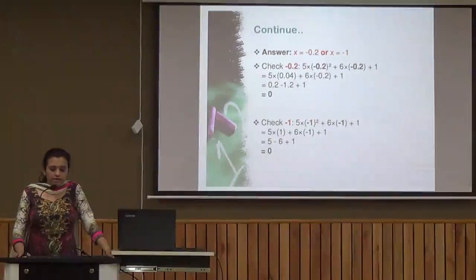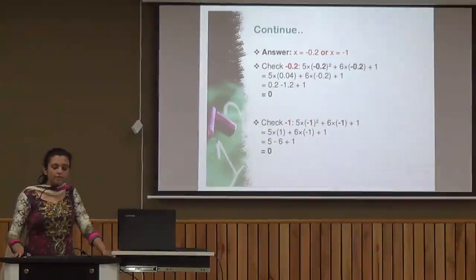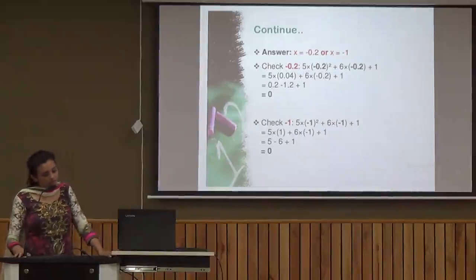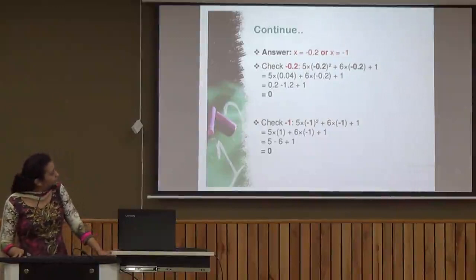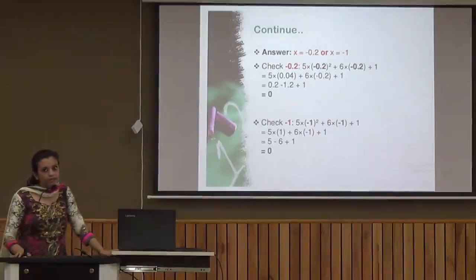See, the answer is x is equal to minus 0.2 or x equal to minus 1. Let us check whether these are true, whether the calculation is right. And for the check, what have we done? We've simply put in the values of x, first as minus 0.2, then as minus 1. And as you can see, this is simply verified and confirmed that the values are minus 0.2 and minus 1.